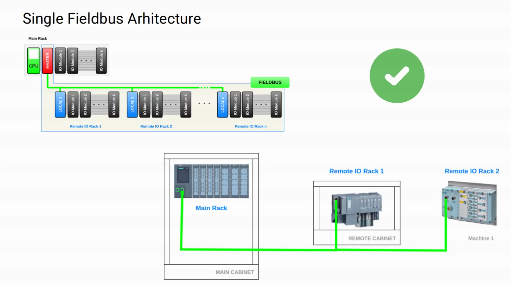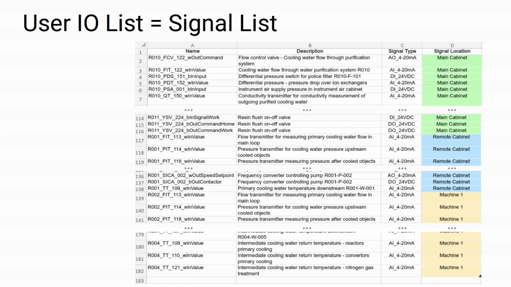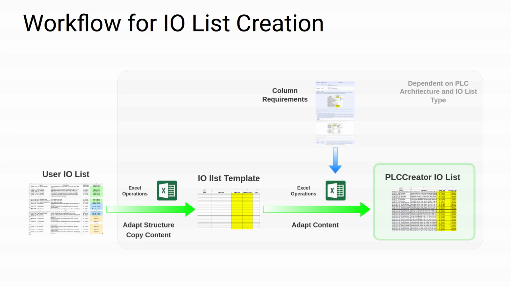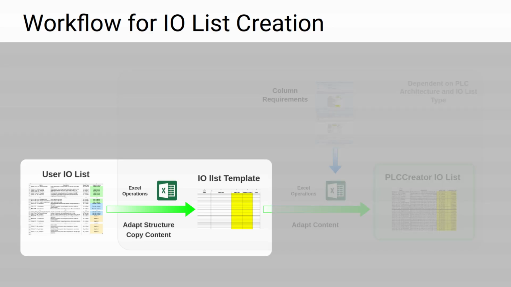Let's create now the I/O list for our PLC. Considering the selected PLC architecture and the fact that the user provided the I/O data as a signal list, we need to use the signal I/O list for single Fieldbus architecture along with its corresponding Excel template. First, we will adapt the structure of the user I/O list to fit into the structure of the I/O list template, and then copy the user I/O list content to the I/O list template.